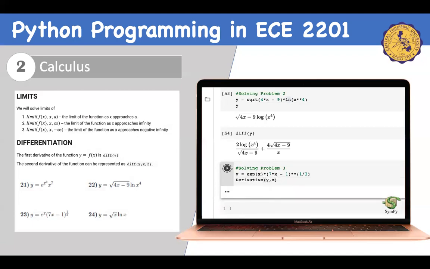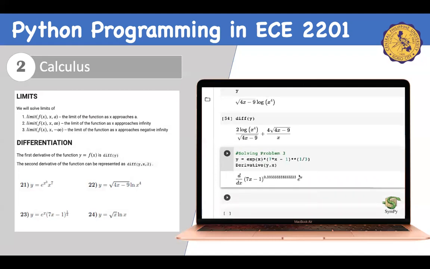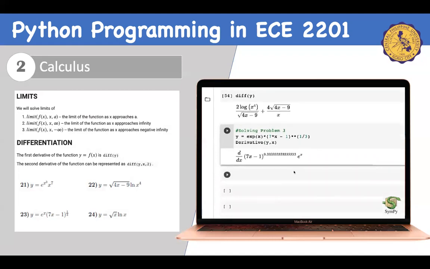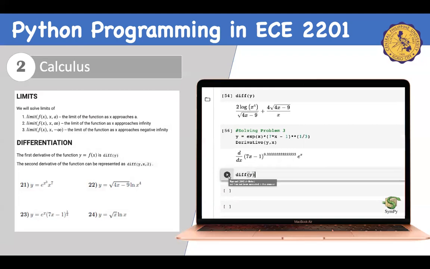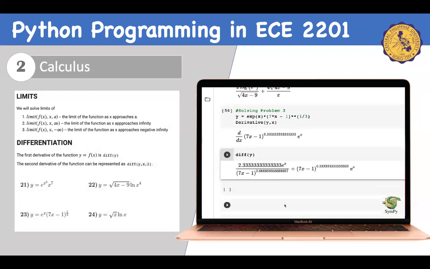Okay. Now, if you want, let's display the derivative of y with respect to x. So this is the derivative of this function with respect to x. Now, let's solve the derivative by using diff y. So diff y is the derivative of your function. Okay, press run, and there you go. You have now the derivative of the function.